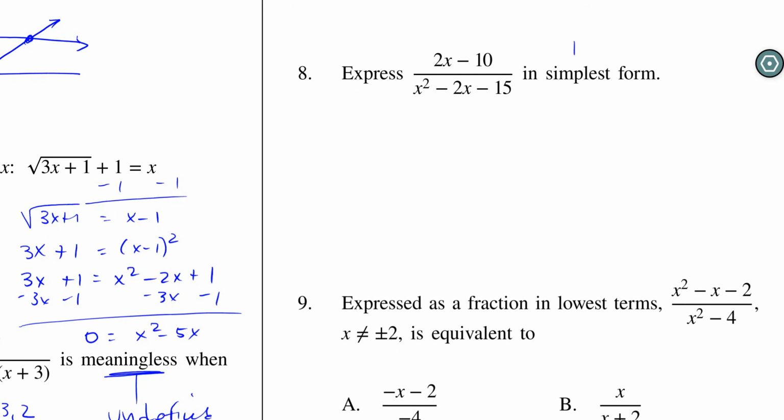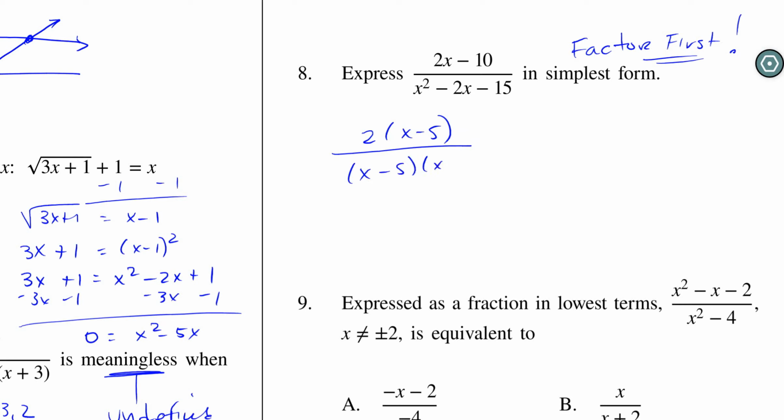Simplest form tells us to factor first. As soon as I see that, that's what I'm thinking. So if I factor everything, I get 2 times 2x minus 5. I get x minus 5, x plus 3. If factoring is your issue, please come and see me. We're going to do it for the rest of the school year. The x minus 5's cancel, so I'm left with 2 over x plus 3. And remember, from way back in lesson 1, we have to also show the undefined values. So x cannot be negative 3 or 5.